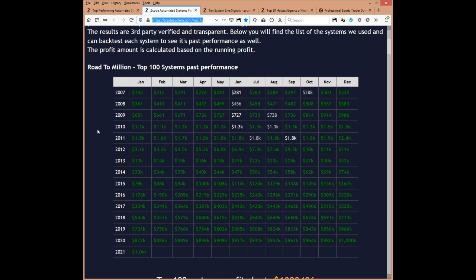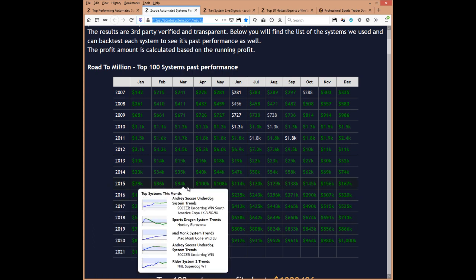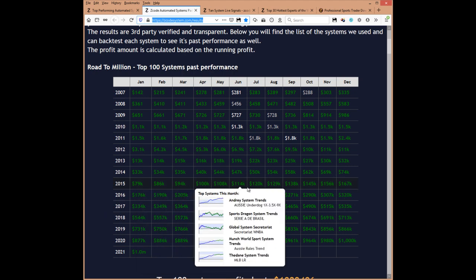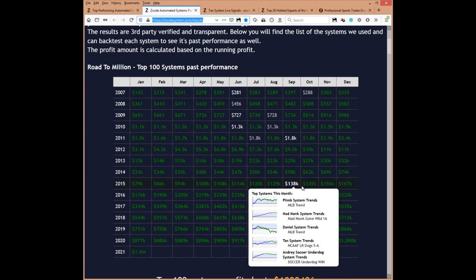Of course, the past performance does not guarantee future success, but this will give you an idea of what you could make if you followed these systems and winning picks consistently. Now, if you were to hover your mouse over the table, you will notice this pop-up, okay? And each cell will show you the top five most profitable systems for that month.